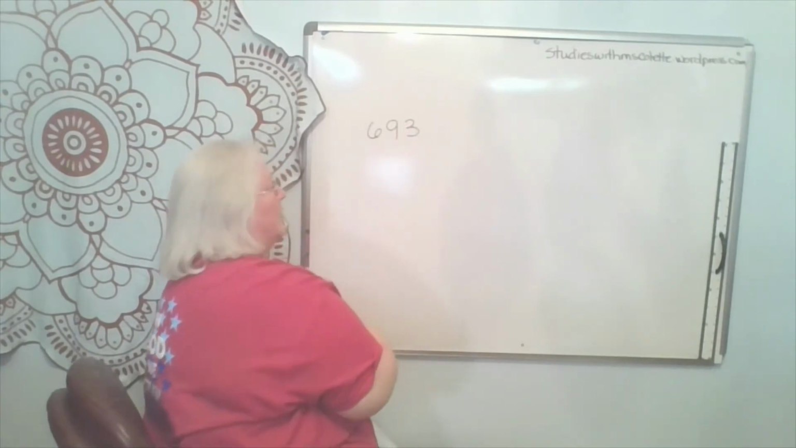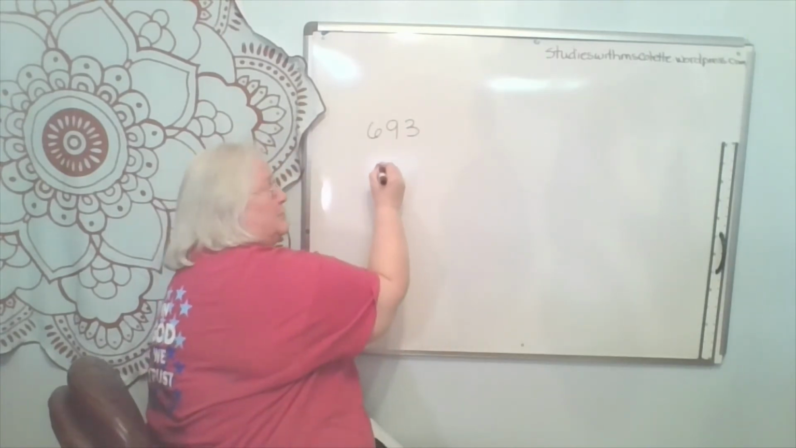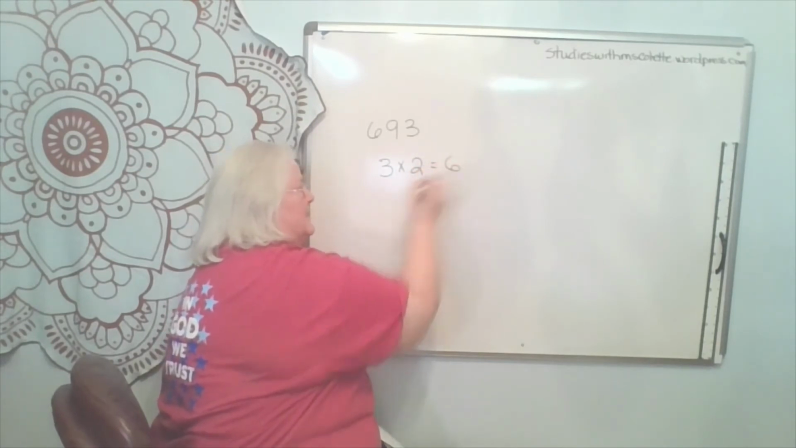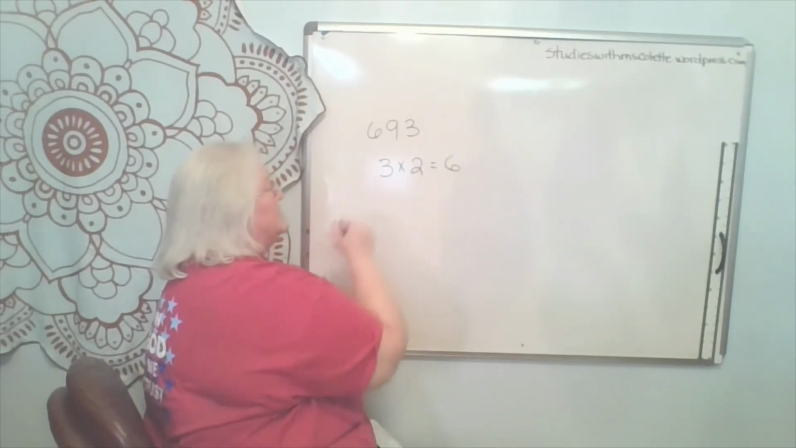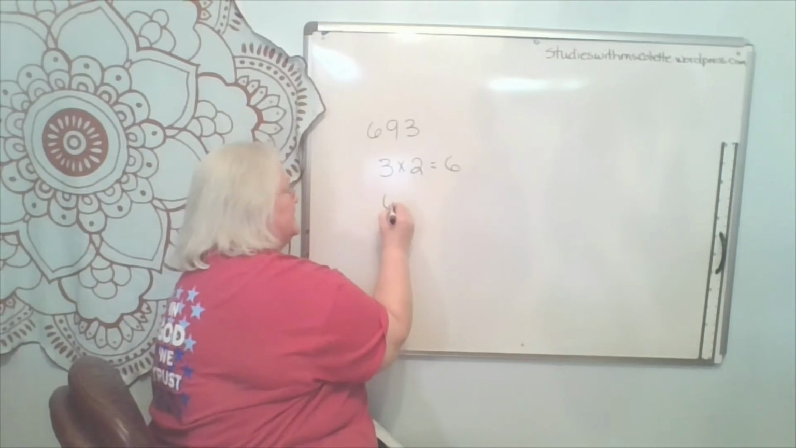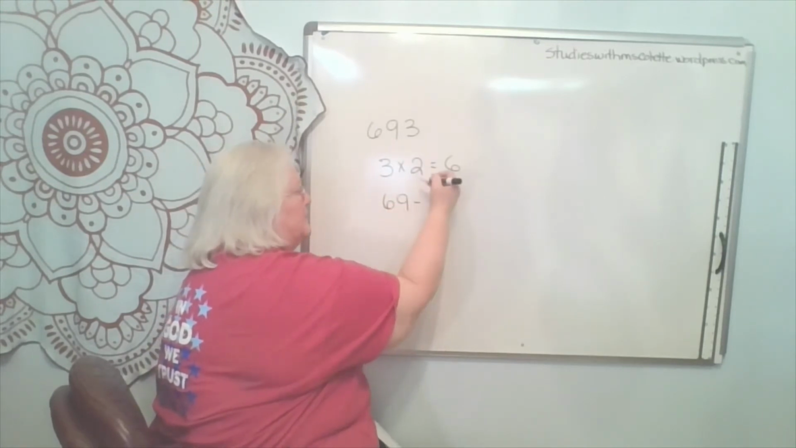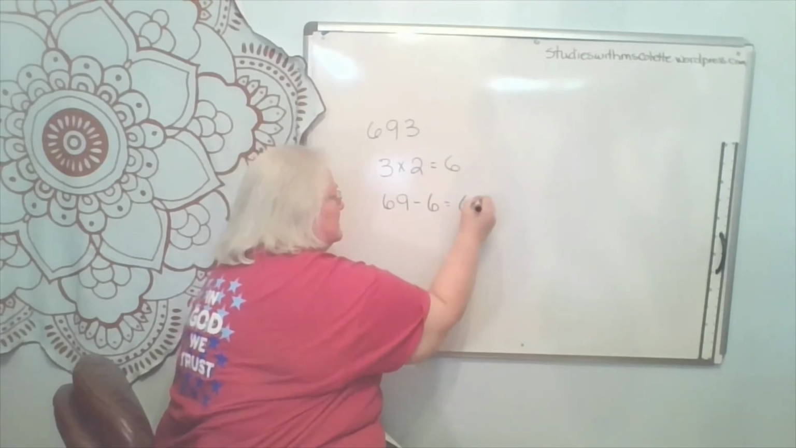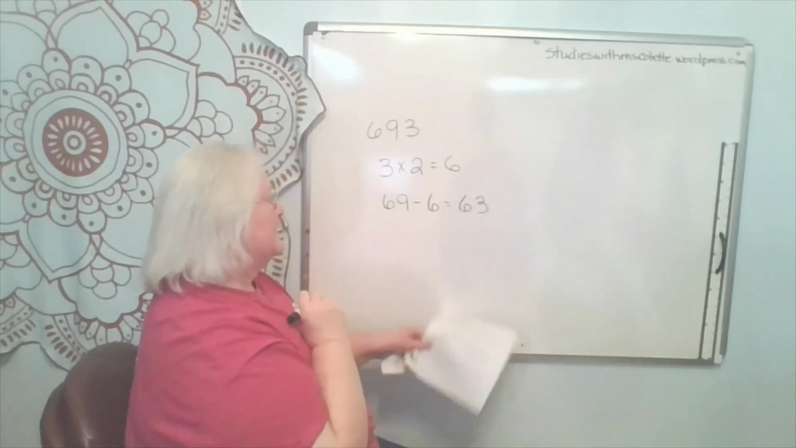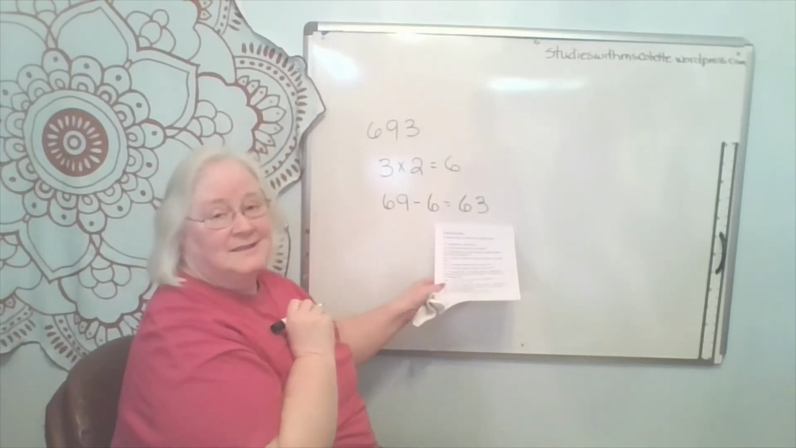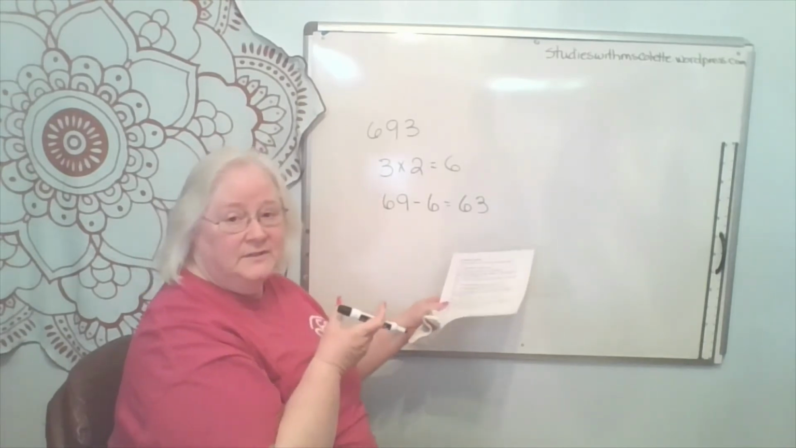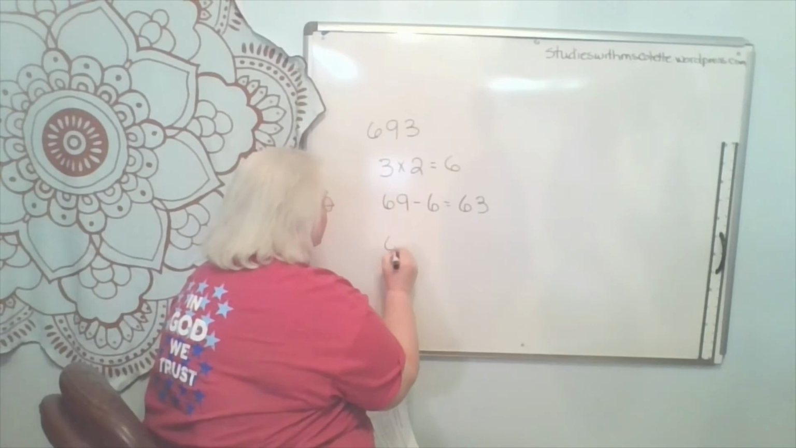693. Okay, so we're going to take the last digit, which is 3, and double it. So we get 6. And then we take the rest of the number, which is 69, and we subtract the 6. So we get 63. And we know that 7 will go into 63 9 times. So it is divisible. So let's check the whole number.